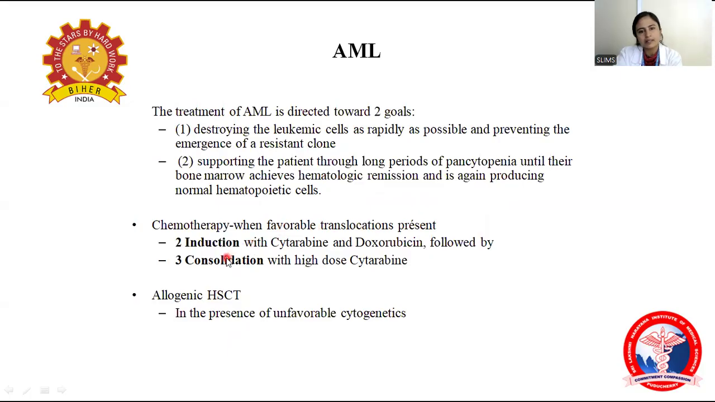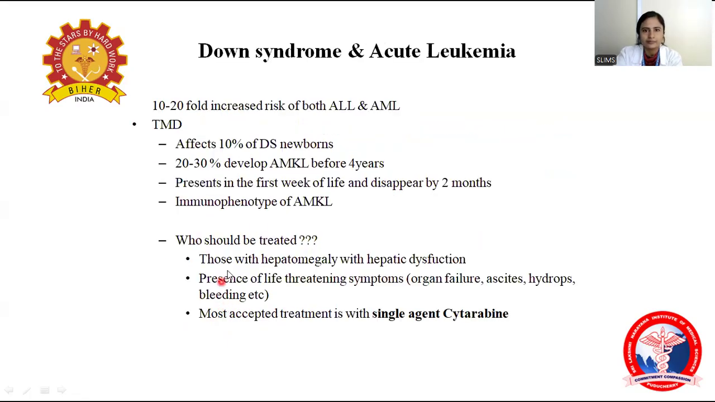So we will treat the AML with induction and consolidation phases. In induction, we will give 2 cycles of cytarabine and doxorubicin, followed by 3 cycles of consolidation with high dose cytarabine. If they have not attained remission, we will go for allogeneic hematopoietic stem cell transplantation.